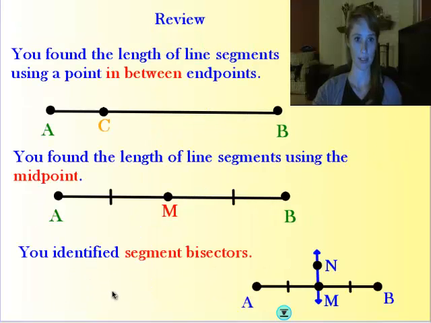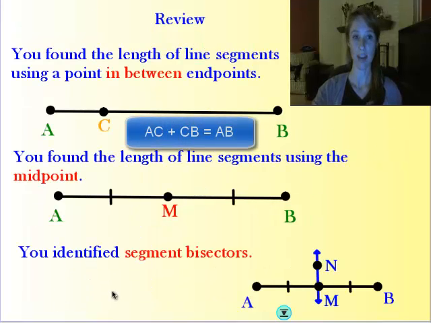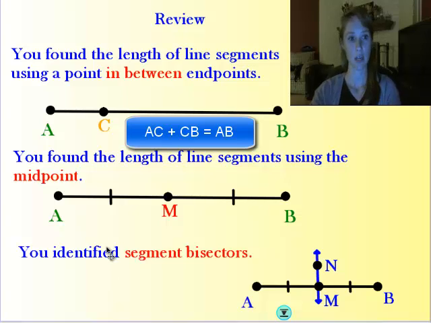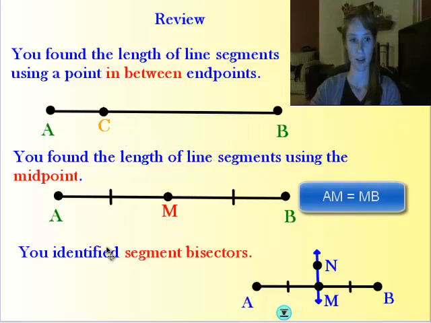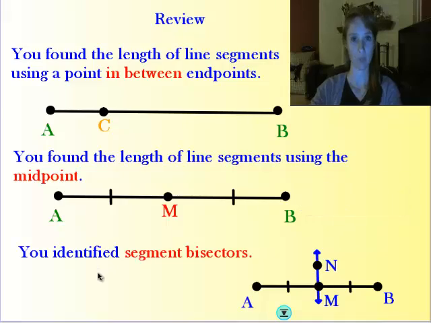Great job, guys. So in review, guys, you found the length of line segments using a point in between points, using the segment addition postulate. You found the length of line segments using the midpoint, and you identified segment bisectors. Great work today, guys.